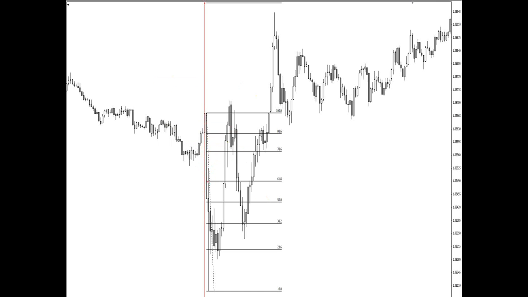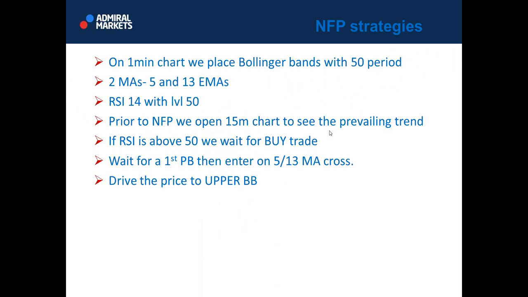You wait for the first spike and then retracement, and then you trade the initial spike direction. Short entries on this and this levels. Okay, on both of those levels you can count on shorts. So that is also important to know.